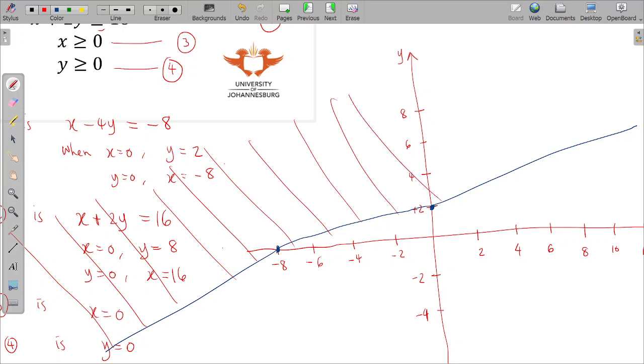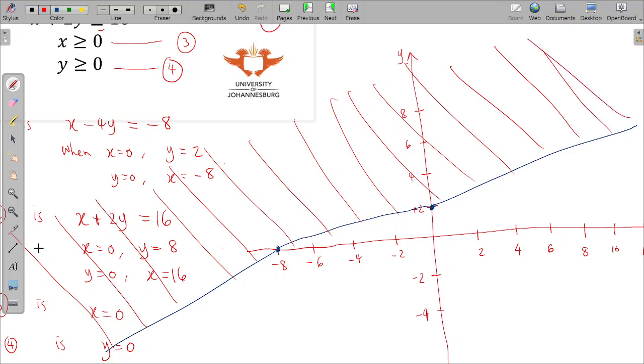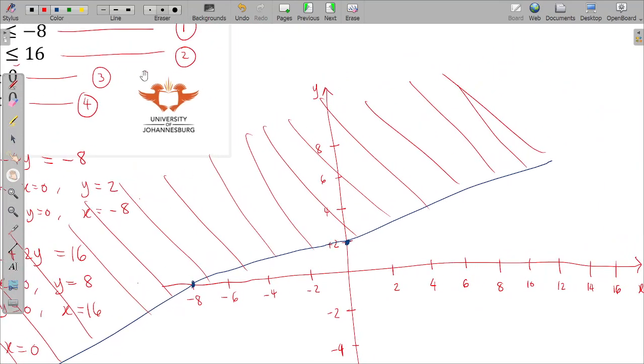I'm shading the correct side. Don't forget, you can decide to shade the correct side or not, and that must be done for all the inequalities. Okay, I'm using red. Shade the correct side. That is for the first one.